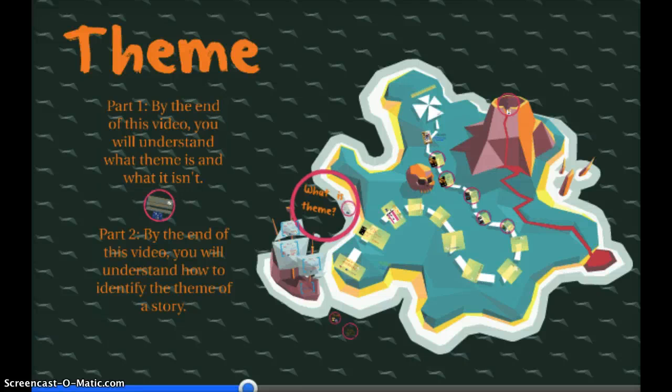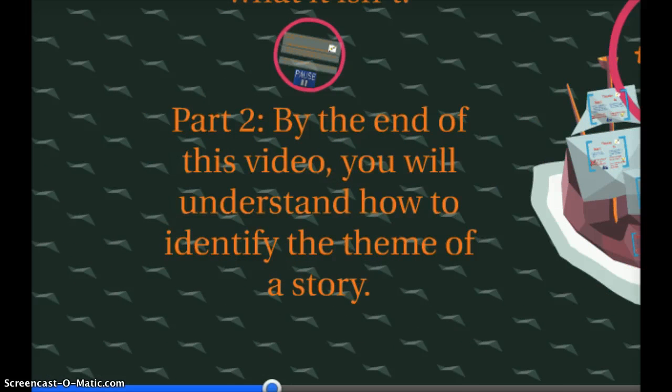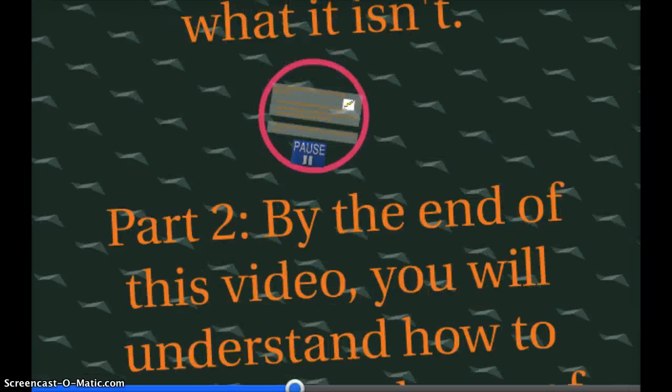All right, this is theme part 2. In part 1, we reviewed what theme is and what theme isn't. In part 2, we're going to be focusing on how to figure out what the theme of a story might be and what things you can use to help you out. You'll even get a little bit of practice.